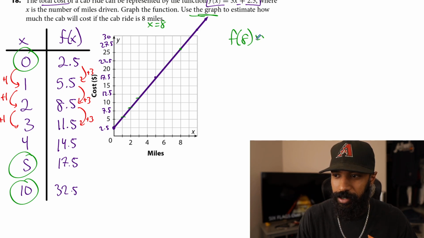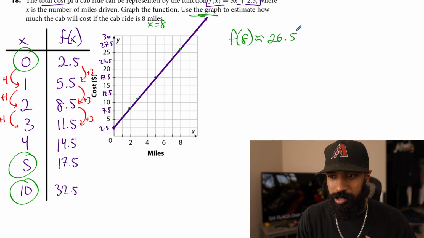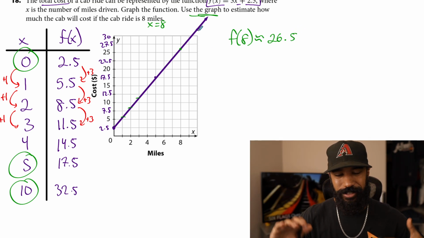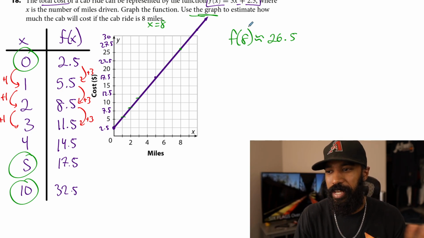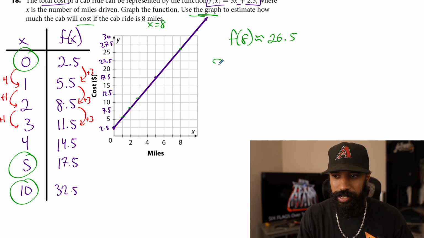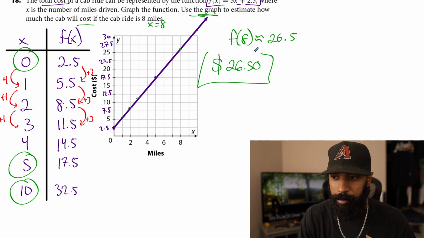I'm going to put approximately equals. I know what the actual answer is. It should be 26.5 because it's 3/5 of the way from 25 to 27.5. I add a couple 0.5s. That's going to be the answer, but also it is a cost question. So it costs $26.50 to ride this cab here.